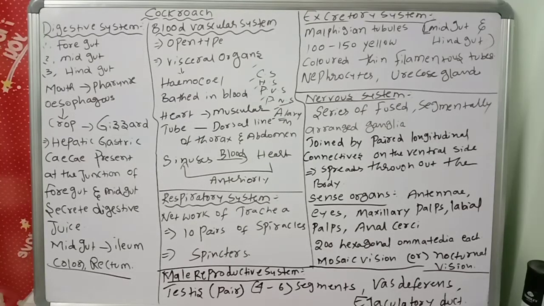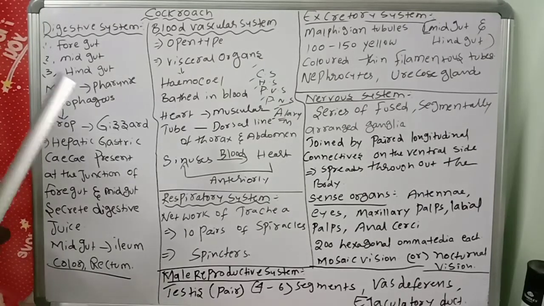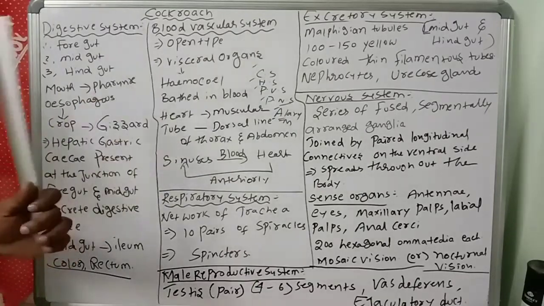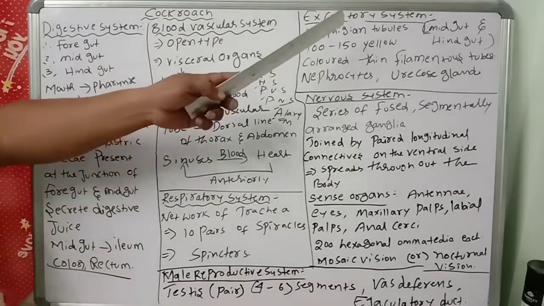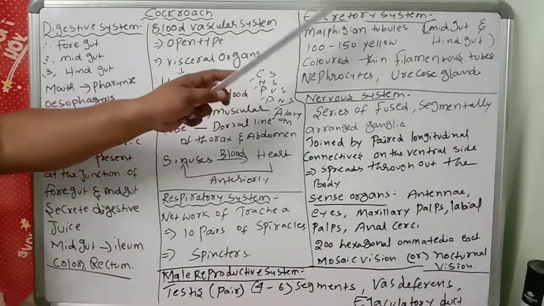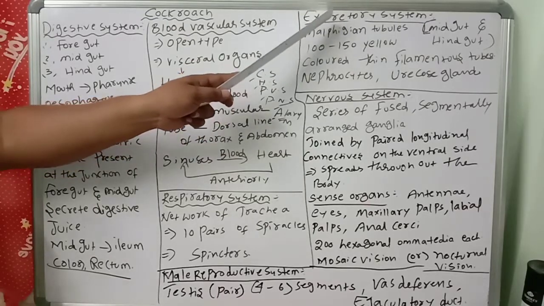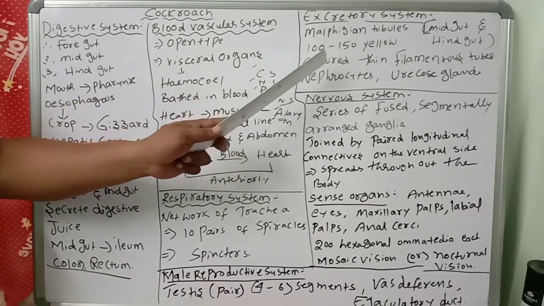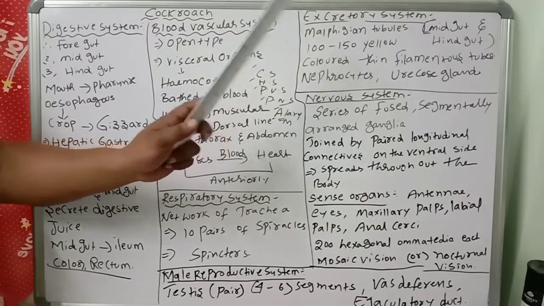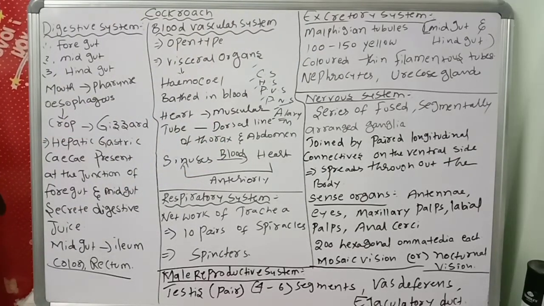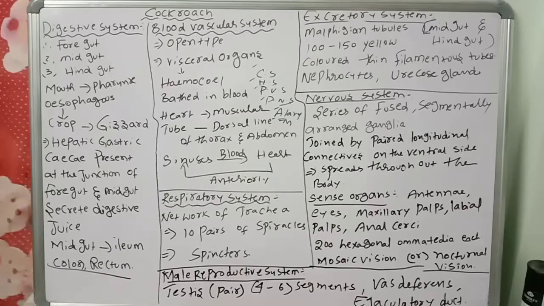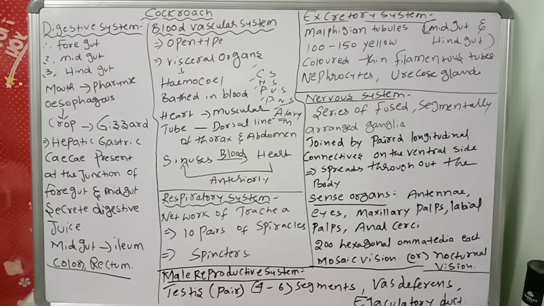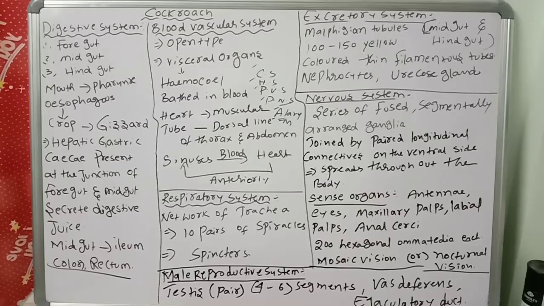Don't confuse hepatic caeca and malpighian tubules. Hepatic caeca are present at the junction between the foregut and midgut, and they are for the secretion of gastric juice. They are thin hair-like structures. Here also, thin filamentous tubes, but these are the malpighian tubules. The location of the malpighian tubules is between the midgut and hindgut. So it is a most important point to remember.